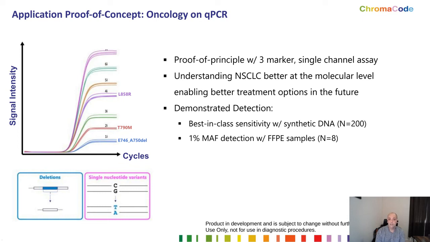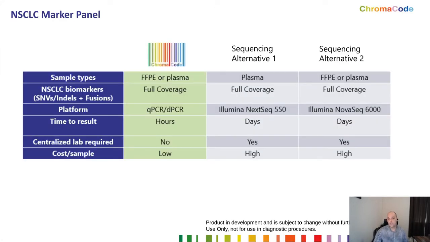Building that out allows us to generate the sensitivity with qPCR. In qPCR, you have down to 1% minor allele fraction, but in digital PCR, you can get significantly lower than that as well for applications like liquid biopsy. Then developing and expanding that allows you to generate full coverage across the 15 to 20 markers that you might need for a full non-small cell lung carcinoma panel, just using qPCR or digital PCR. The value here for us, an interesting side, is that using the techniques of information compression, you're able to generate full coverage with a time to result of hours, without needing a central lab, for a very low cost per sample.